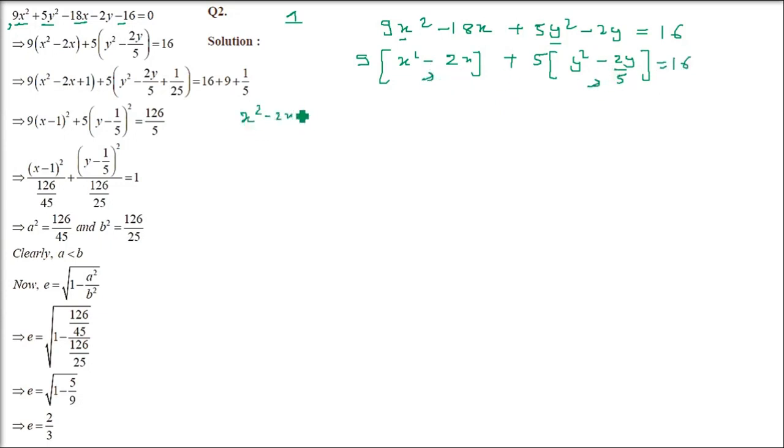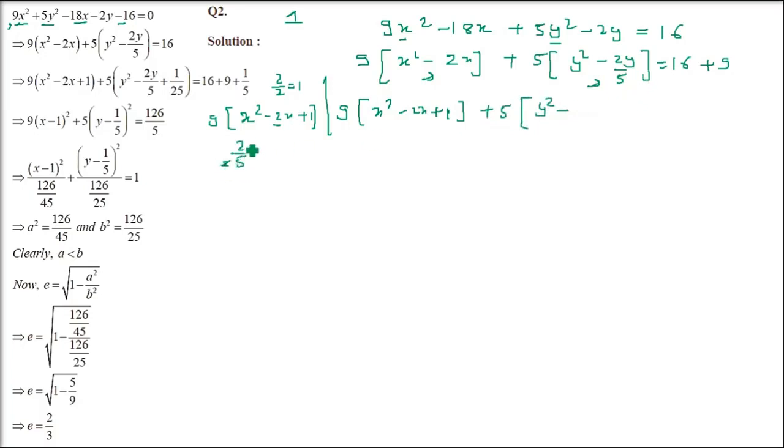So x square minus 2x. What we will do here is take this coefficient of x, 2, divide it by 2, that will be 1. Square that term, 1 square, that is 1. Add and subtract. Because you are adding it by yourself, you have to subtract also. But if I multiply it by 9 into 1, then you have to add 9 on the other side also, just to make them equal. So what we have done: 9 times x square minus 2x plus 1, and then 9 we have taken on the right hand side, added 9 extra, plus 5 times y square minus 2y.